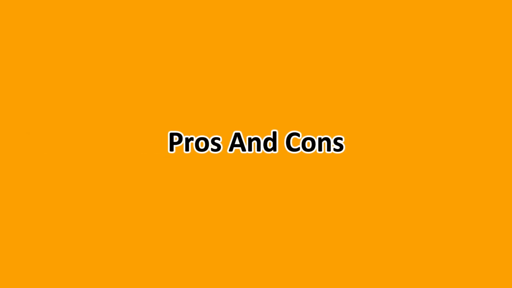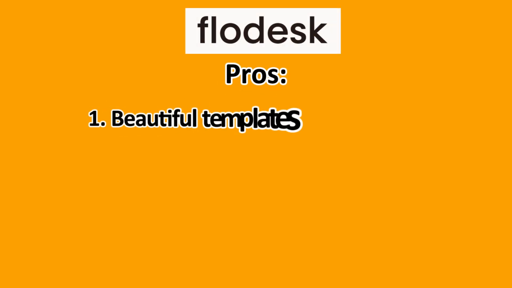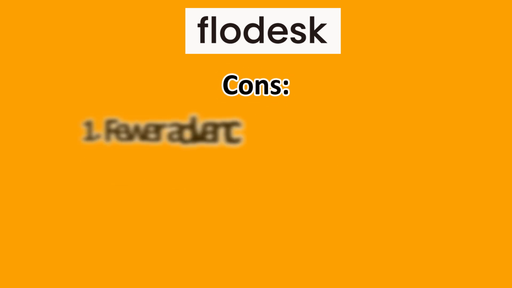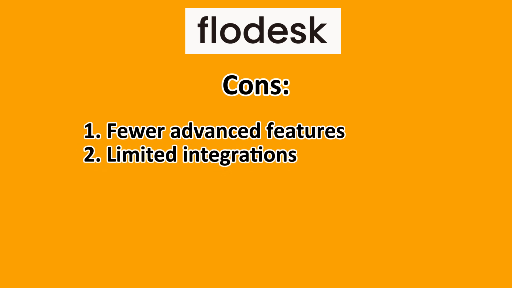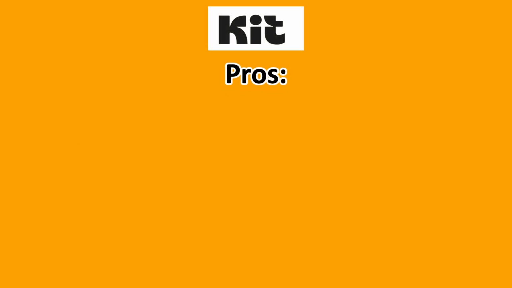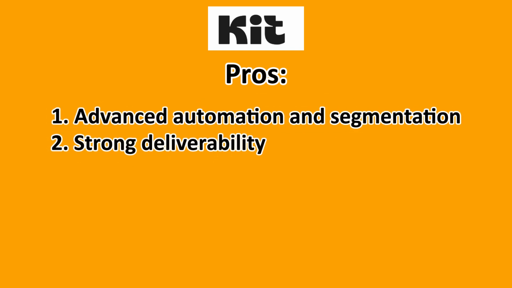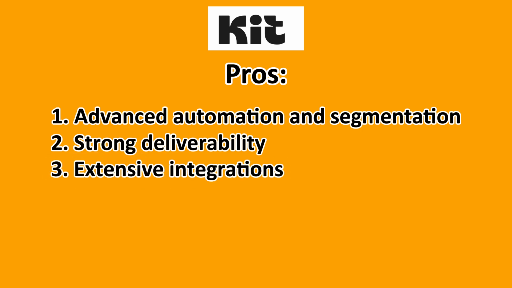Now, as we know with any service, we'd like to let you know about the pros and cons. Flodesk has beautiful templates, it is user-friendly, and has a simple pricing structure. On the flip side, with the cons, it has fewer advanced features and limited integrations. ConvertKit, on the other hand, with the pros, has advanced automation and segmentation. It also is strong on deliverability and it has many integrations.